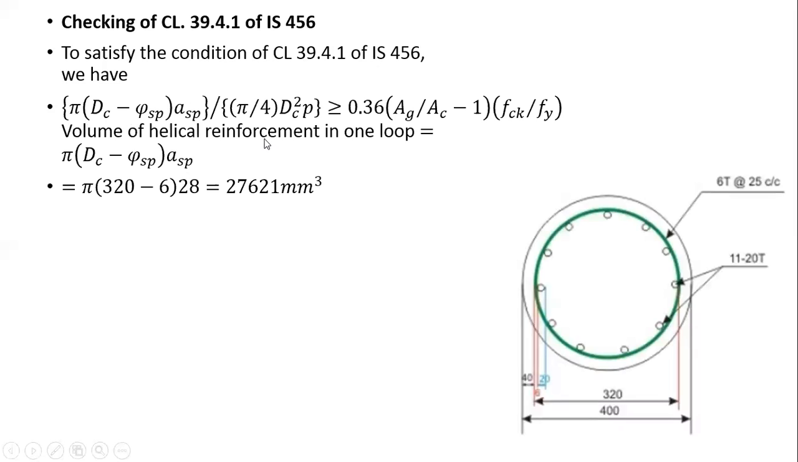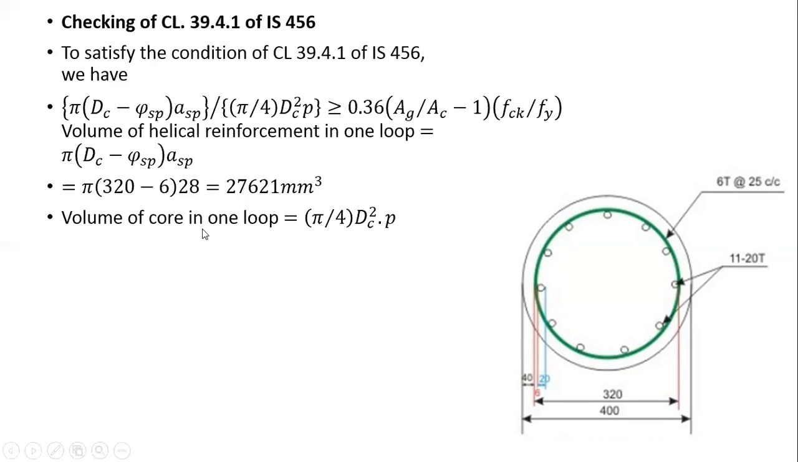Volume of helical reinforcement in one loop means if you complete one circle of this loop, how much is the volume here? For this volume, you have to multiply this length by the area. This is my length, pi times DC minus phi, multiplied by the area. So pi is known, DC is 320, minus phi is 6, ASP is 28. So this is the volume of helical reinforcement in one loop.